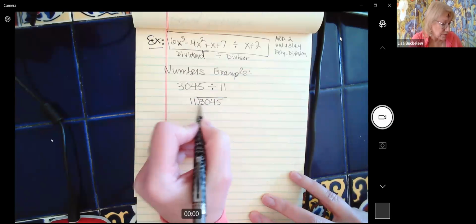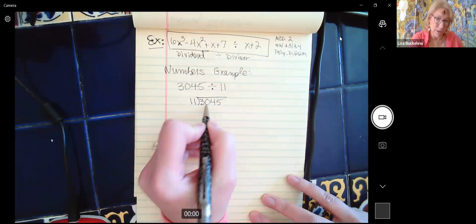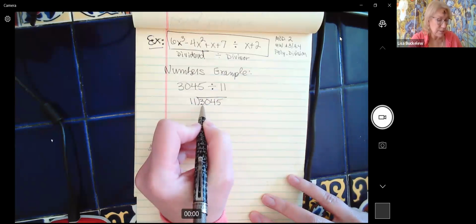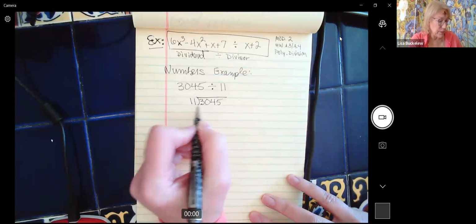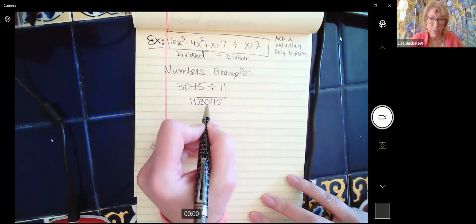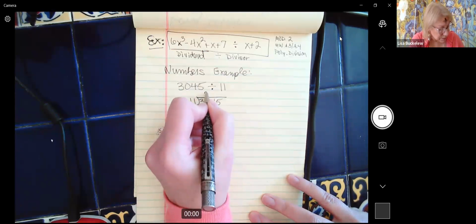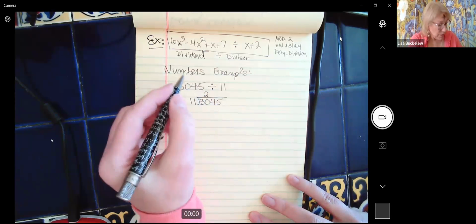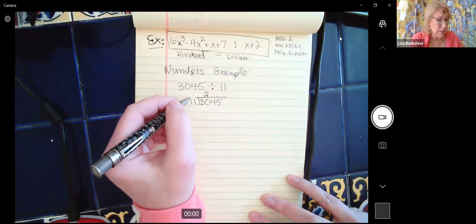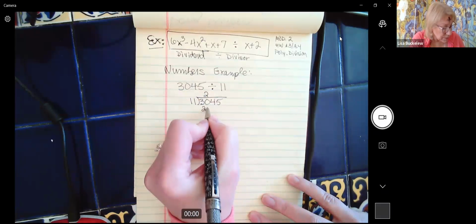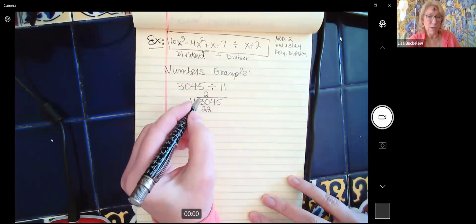So 11 doesn't go into 3, but 11 does go into 30, since 30 is greater than 11. Now we have to think, what's the most number of times 11 goes into 30? What's the most groups of 11 we can get out of 30? We know 2 11s are 22, 3 11s are 33, which is a little bit too big. So it goes in 2 whole times. I'm going to write the 2 up here, and then we multiply. 2 groups of 11 is 22, so we write the 22 underneath here.